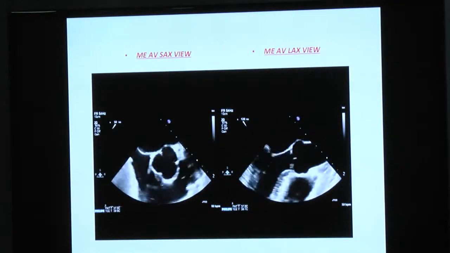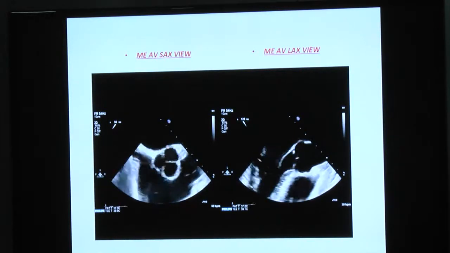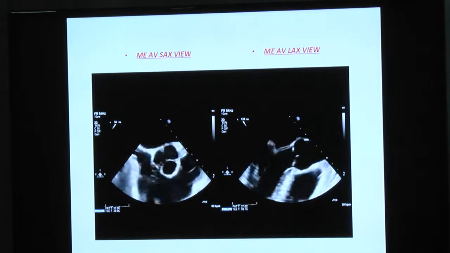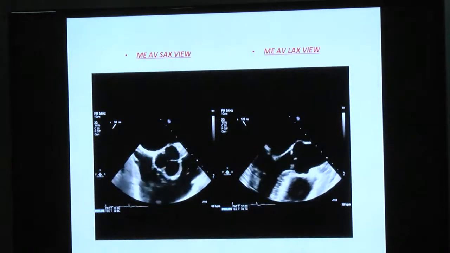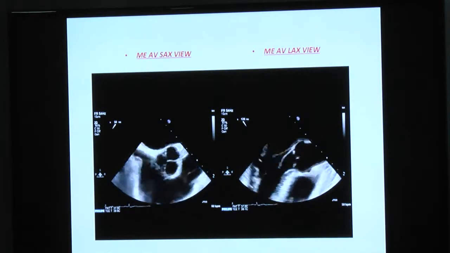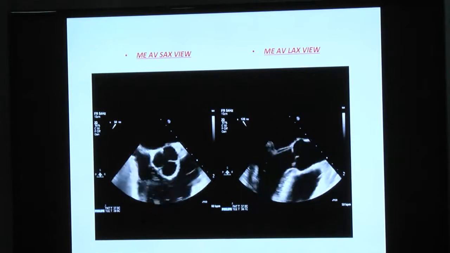And then we have the aortic valve short axis and the long axis. On the right side we have the long axis view, wherein you can assess the opening of the valve, or quantify the aortic regurgitation. In the short axis also, the mid-esophageal short axis view, you can quantify the regurgitation. Now these are some of the important views to assess the aortic valve.